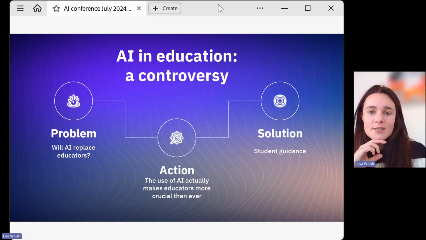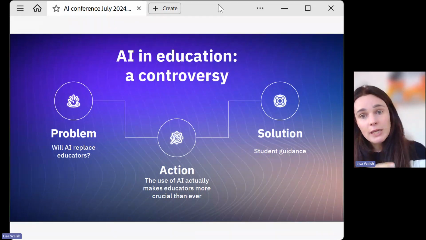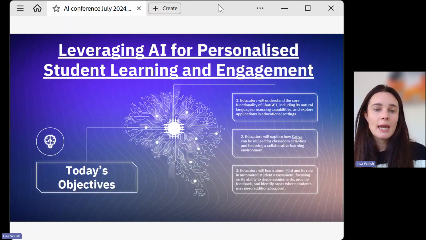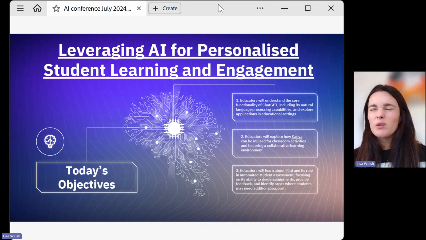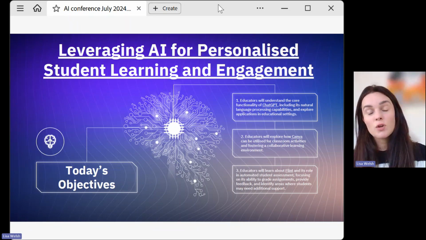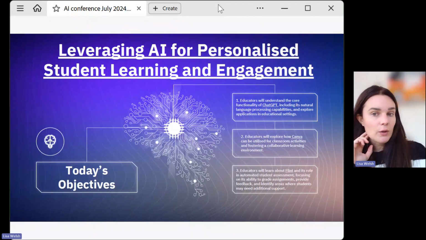And so basically, I'll be going over with you today how to guide your students in using AI. The 3 things that I'll be looking at today are ChatGPT, Canva, and Flint. Obviously ChatGPT and Flint have been well discussed, so I'll not really go into the ins and outs. I'll just talk about how I used it personally and how you could use it in your educational settings.